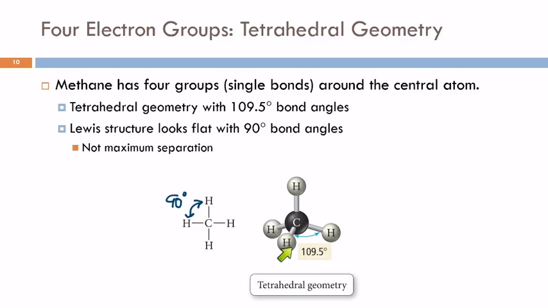By popping into 3 dimensions, it can increase the bond angles, which reduces the energy because of the repulsions. Any questions?